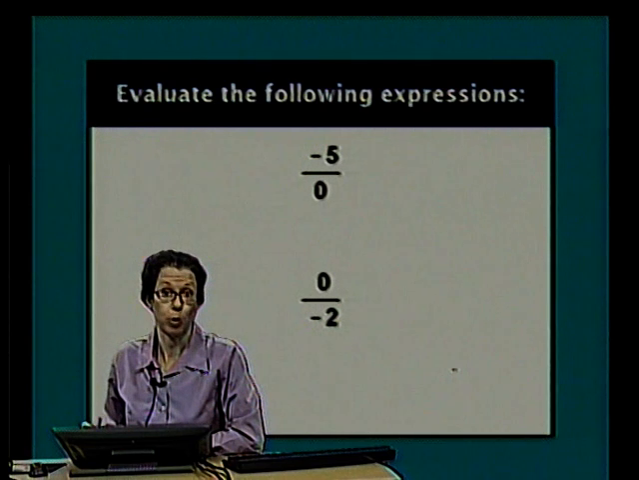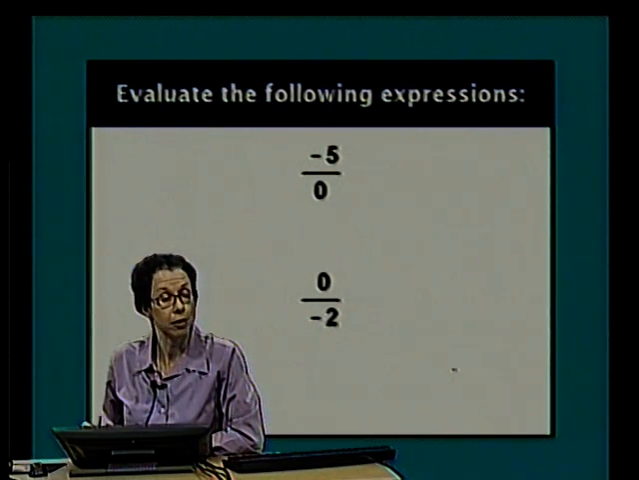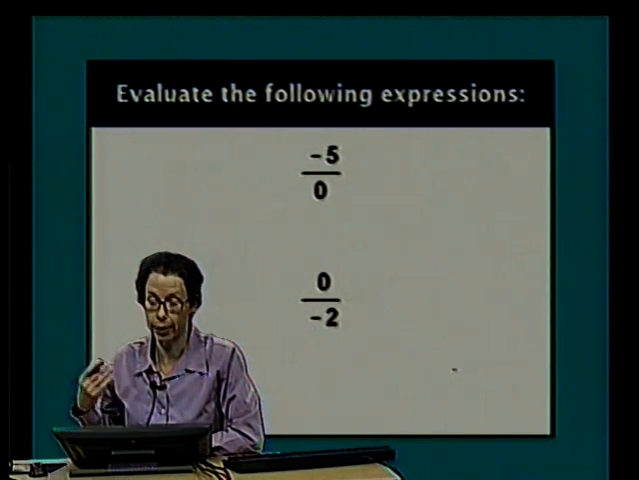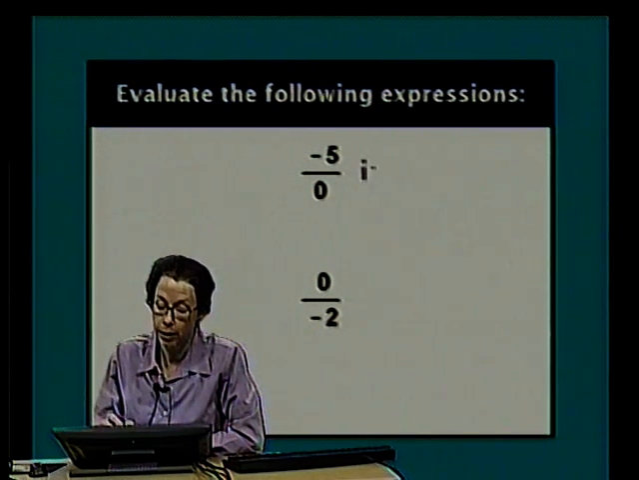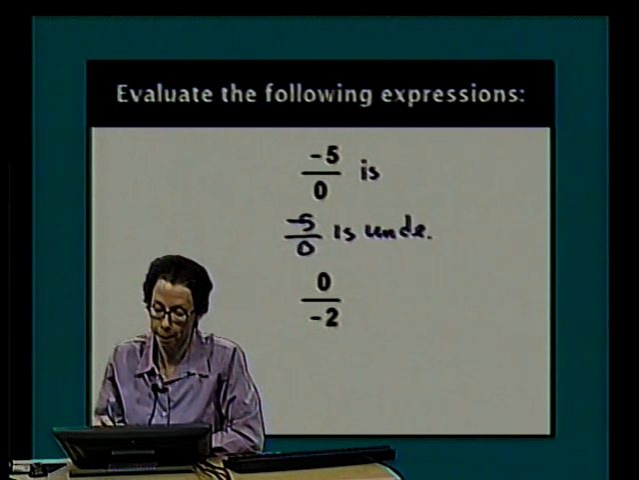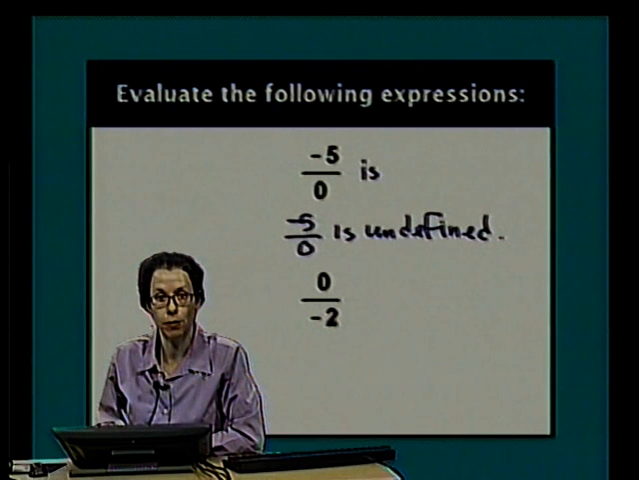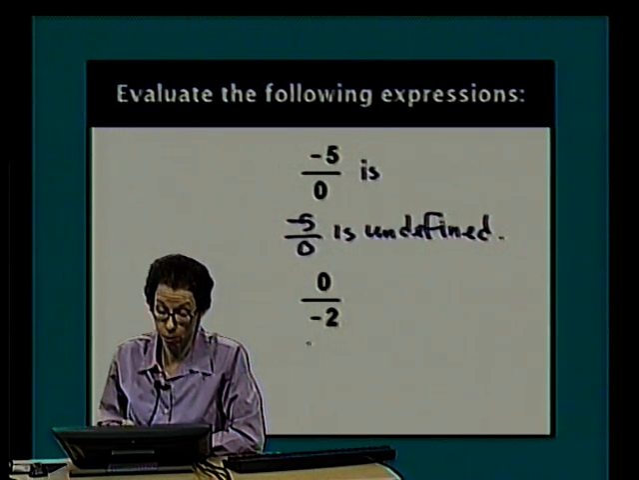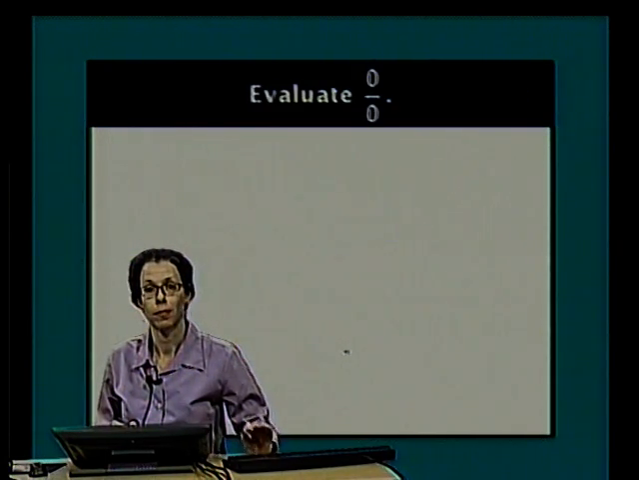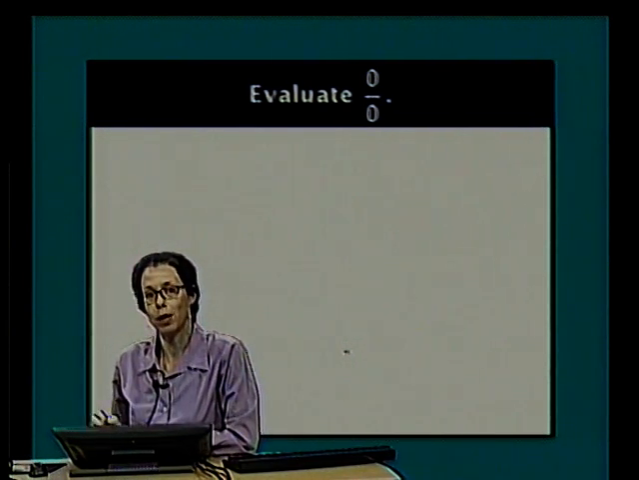These 2 last examples should go very quickly. -5 divided by 0, we should be getting a little warning sign going off in our head right now because we've mentioned that this is undefined. 0 divided by -2, really no arithmetic to do here. 0 divided by -2 is just 0. Okay, 0 divided by 0.